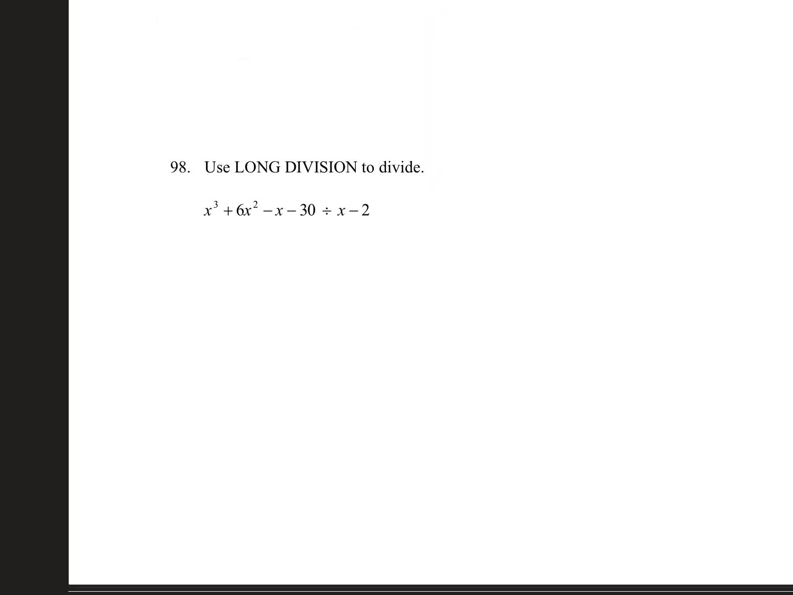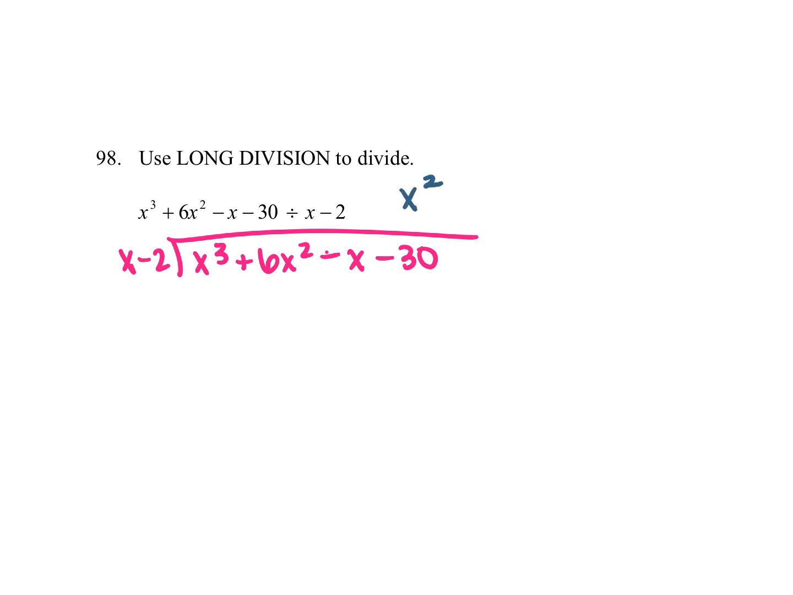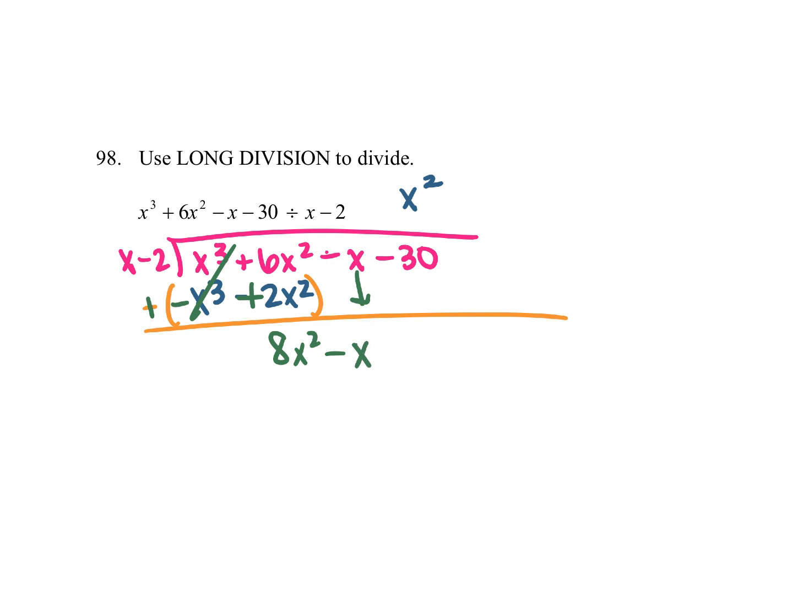Next, you are using long division to divide x cubed plus 6x squared minus x minus 30 divided by x minus 2. So that x minus 2 is going to go on the outside. X cubed plus 6x squared minus x minus 30 goes on the inside. From here, your x times x squared is x cubed. You multiply that by the x and the -2. From there, you will subtract, distribute your negative, change the sign on everything. This gives you 8x squared. Bring down the next term, which is -x.